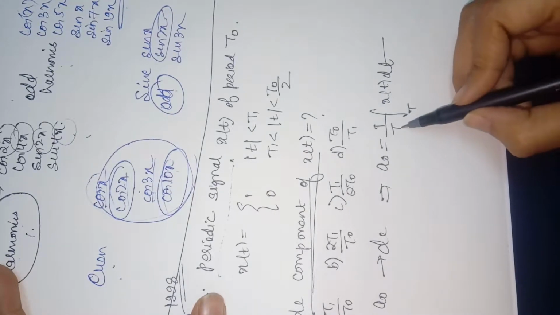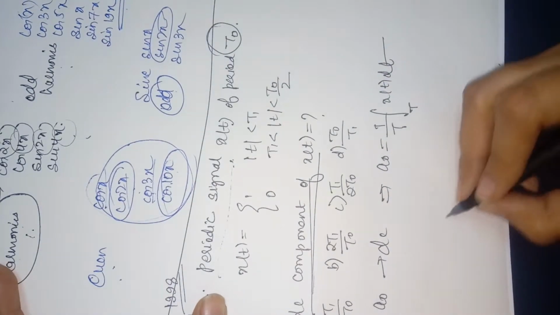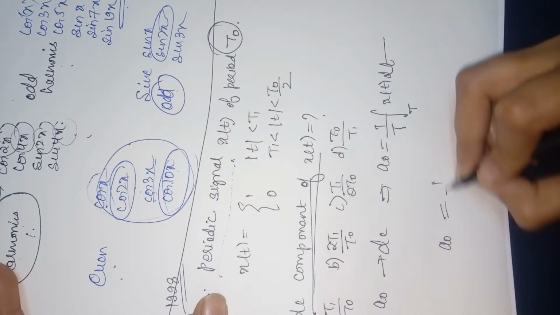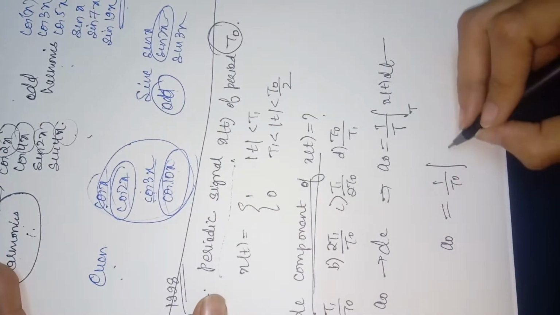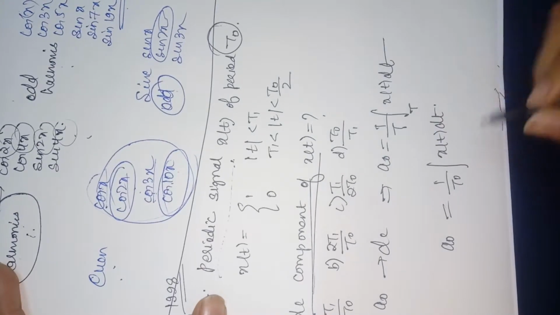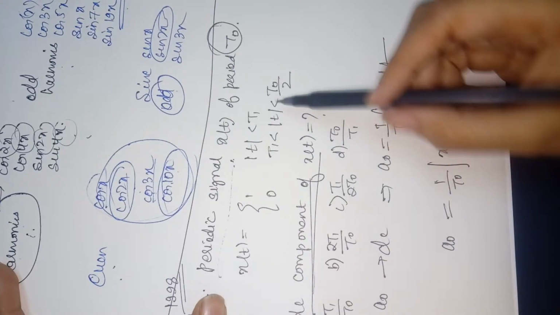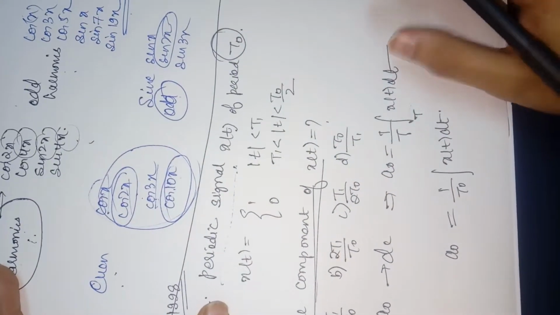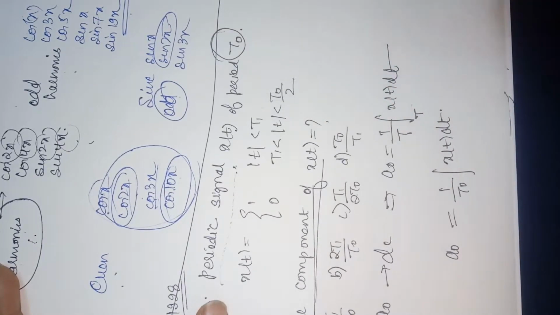T is my time period, that is given to be t naught. So let me put A naught is 1 by t naught. Okay, x of t is what? I have to write. The only thing I need to see is what is my interval. How to find what is the interval?